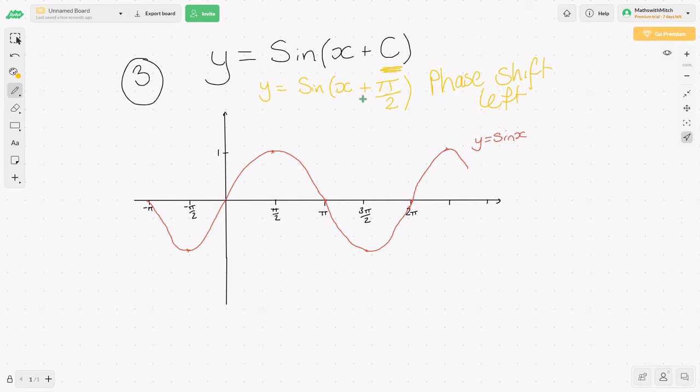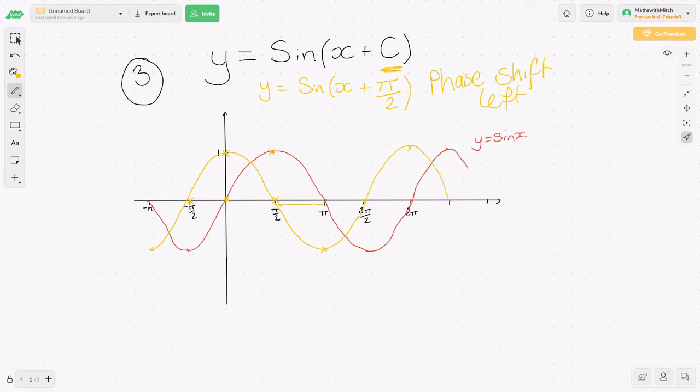So we said it's a phase shift left, and this is a positive number, therefore it is moving to the left. So each point now is going to be pi over 2 to the left. So we can move this point, it's now going to be here. This point here is now here. This point here, again, move pi over 2, and so on. We can move all the points. So now, when we join them up, we can sketch our new graph like so.